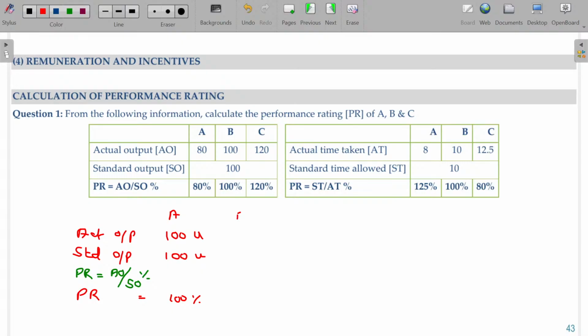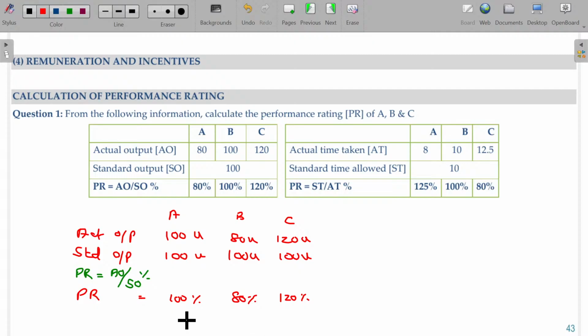Another fellow B, he has produced only 80 units, but our expectation is 100 units. He has produced less than what we expected, then his performance rating should be 80%. So 80 by 100. Clear? And in case of C, we expected 100 units to be produced, but he has produced 120 units. Then actual by standard is 120%.